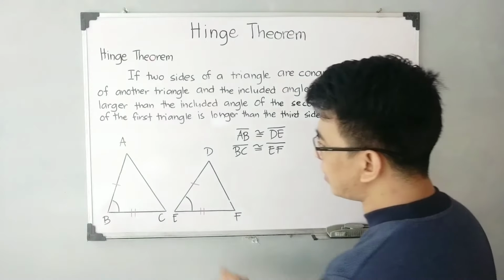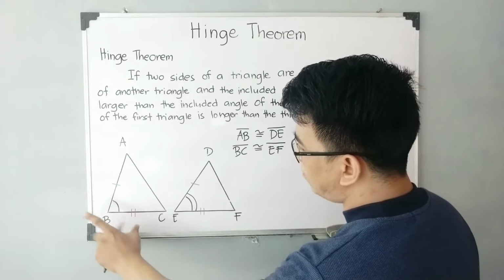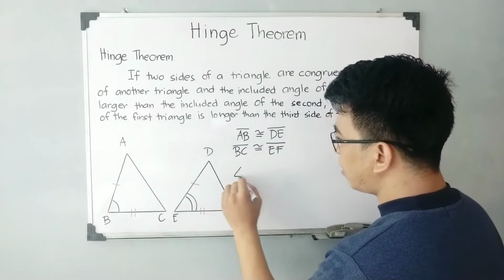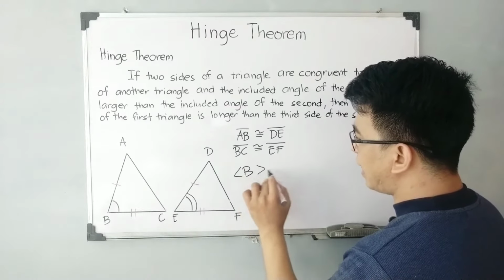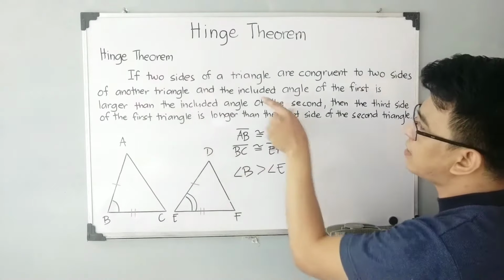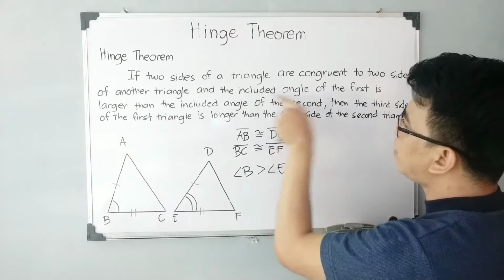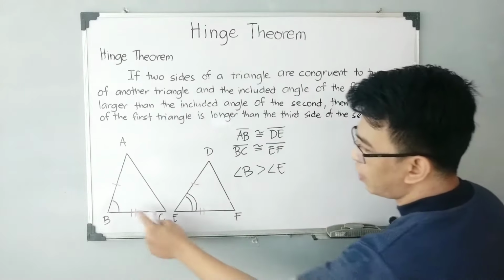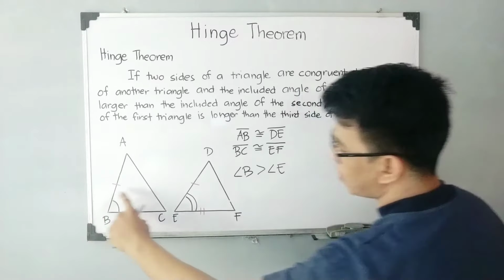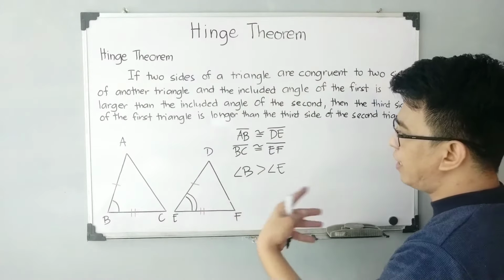So ngayon, pupuntahan natin ngayon dito, as you can see guys, eto, yung side AB natin, yung angle B is bigger than the angle E. If angle B is greater than the angle E, if lahat ng conditions natin, sabi dito, if two sides of one triangle are congruent to two sides of another triangle, ito yung dalawang sides, and the included angle of the first is larger than, ito yung included angle, yung B natin is an included angle of this triangle because nasa gitna siya or nasa pagitan siya ng dalawang congruent sides natin. At dito rin yung angle E natin is an included angle. If ito yung mga conditions natin ay na-meet na, ay na-satisfy na.